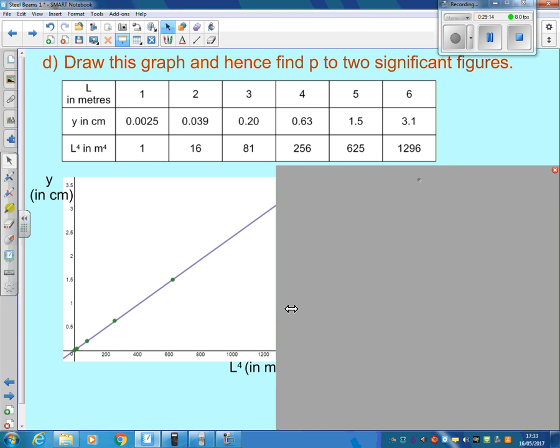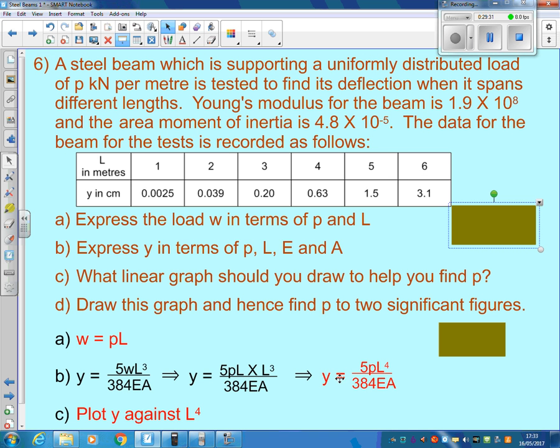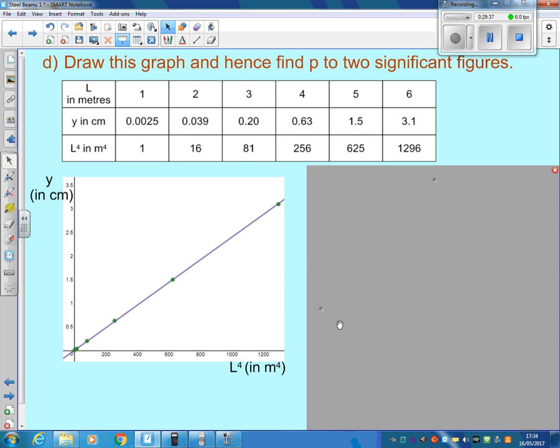Okay, let's have a look at it there. That's what it looks like. L to the 4 here, Y here. You will get a straight line. You should get a straight line, and it should actually go through the origin in this case because you won't have any intercept on it. Okay, because if we looked at our equation there, it wasn't Y equals something and then plus something there. There's no plus something. There's no intercept. So that's what it looks like.